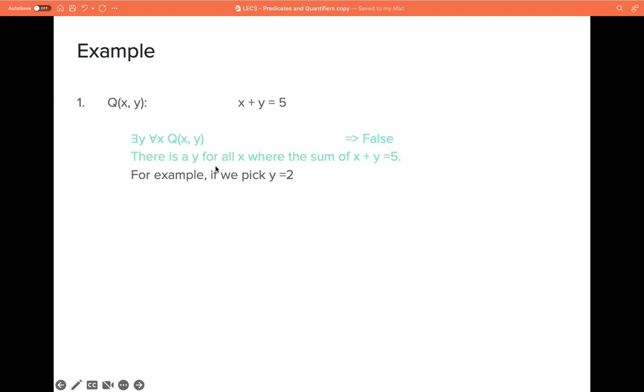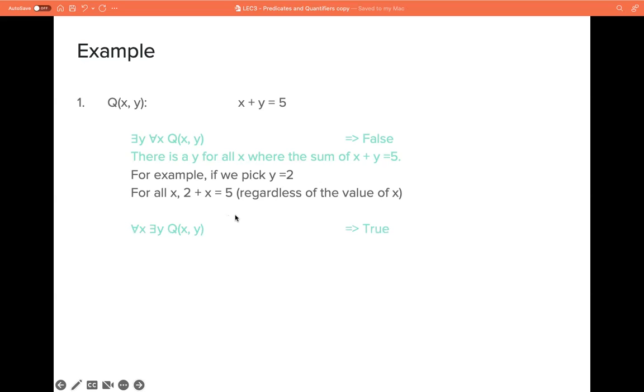So for example, if we pick a y value of 2, then for all x, regardless of the value of x, the sum of x plus 2 would have to evaluate to 5. So for example, if x is equal to 1, then 1 plus 2 does not evaluate to 5. If we pick x equal to 5, then 5 plus 2 also does not evaluate to 5. So that means that this statement is not correct and therefore false.